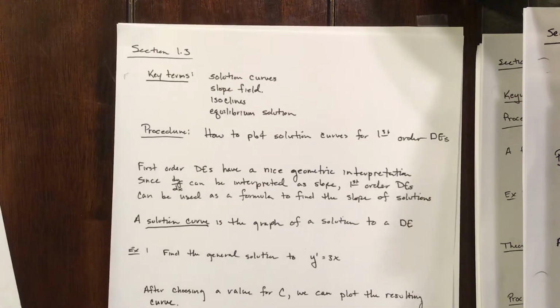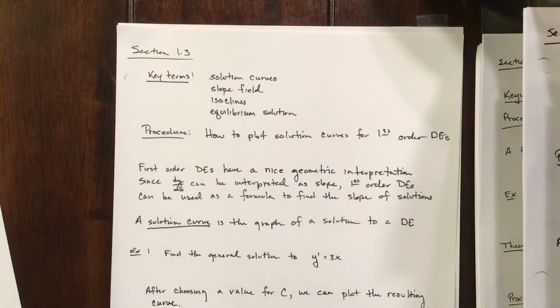We're looking at section 1.3. So, here are some terms I want you to become familiar with. One, solution curve. Two, slope field, isoclines, and the equilibrium solution. First order differential equations have a nice geometric interpretation, since dy/dx can be interpreted as the slope. A solution curve is the graph of the solution to a differential equation.